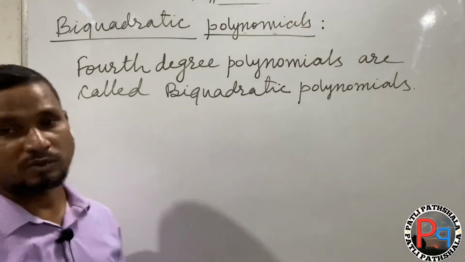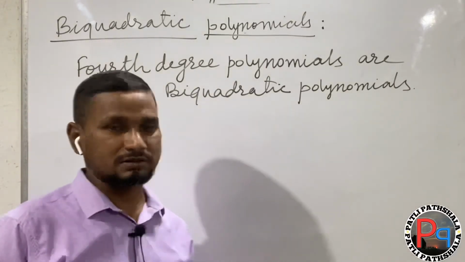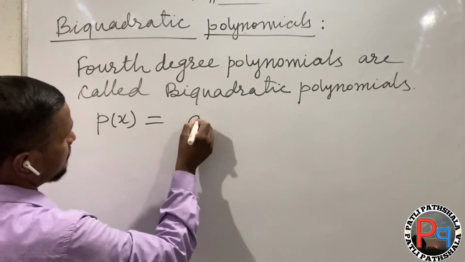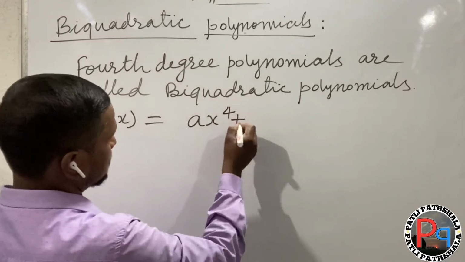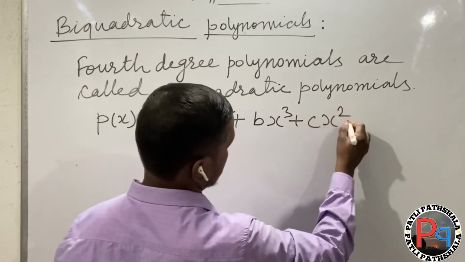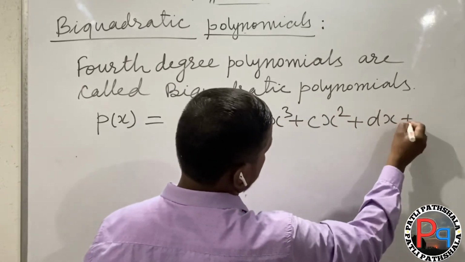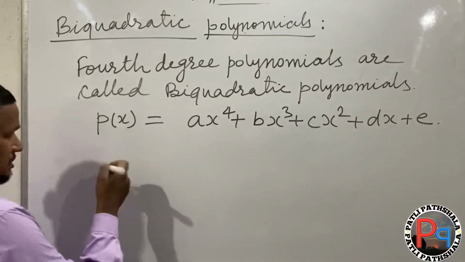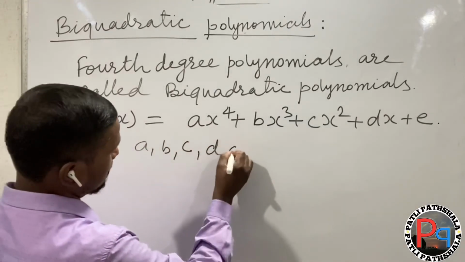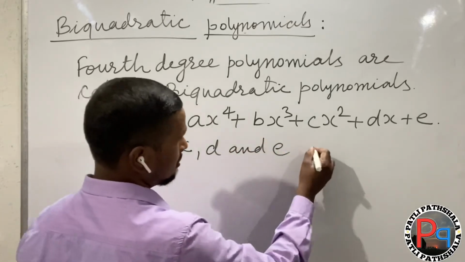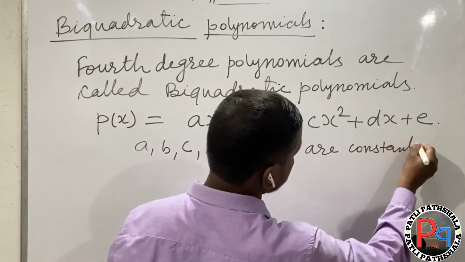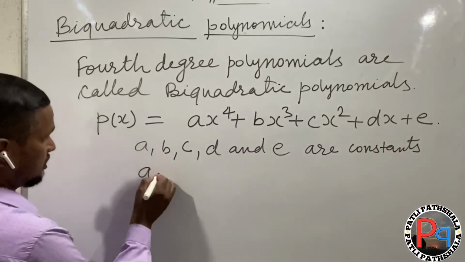The general form of a biquadratic polynomial in x is written as p(x) is equal to ax to the power 4 plus bx cube plus cx square plus dx plus e. Here a, b, c, d and e are constants and a is not equal to 0.